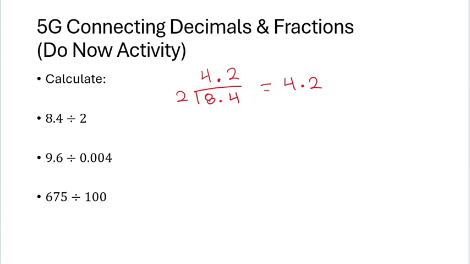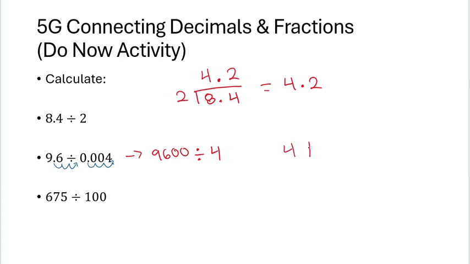Now we have this kind of scenario where we're going to need to change some things. So make sure your divisor is a whole number. So we move the decimal place 3 times. That means we also need to move the decimal place for 9.6 three times, okay? So this ends up becoming 9,600 divided by 4.